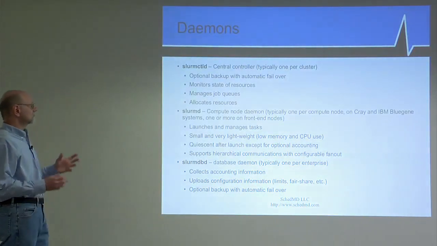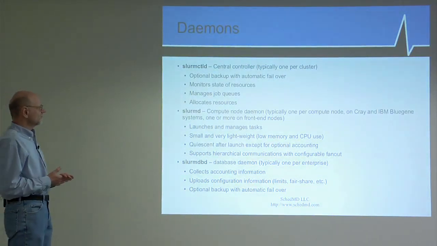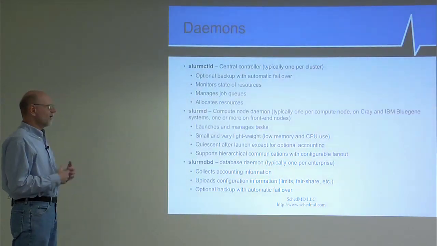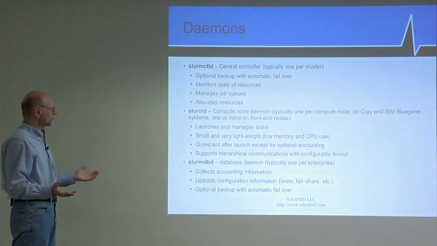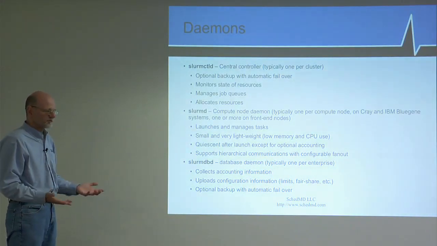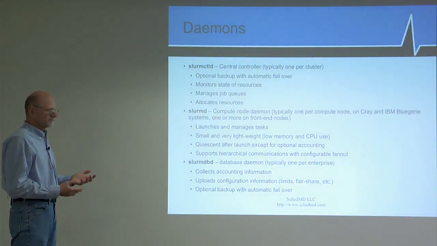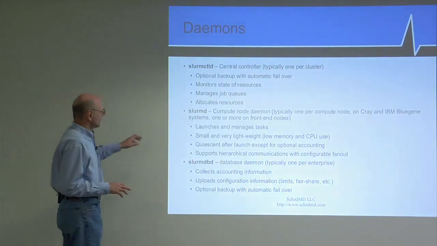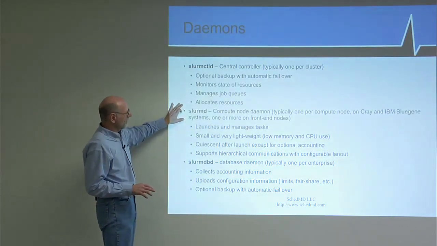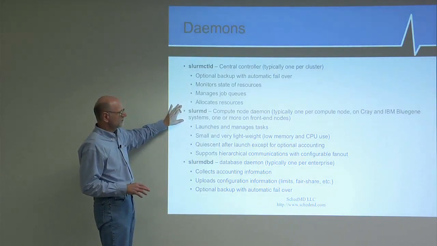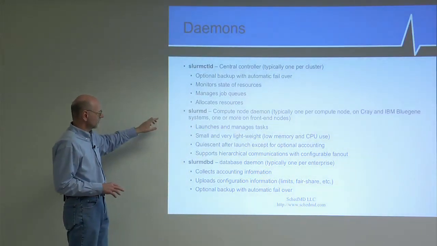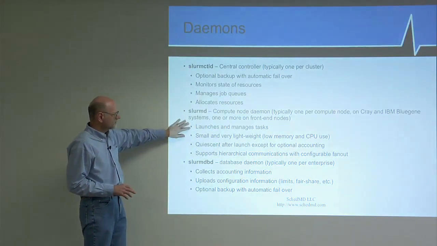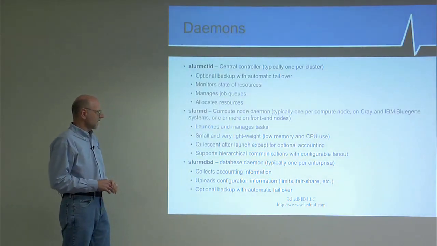So slurmctld, or control daemon, typically one per cluster with a backup. It monitors the state of your resources, your queues, allocates resources, collects the accounting information and sends that off. The slurmd is what runs on the compute nodes, except on a Cray and a BlueGene it's a bit different. They run on front end nodes.